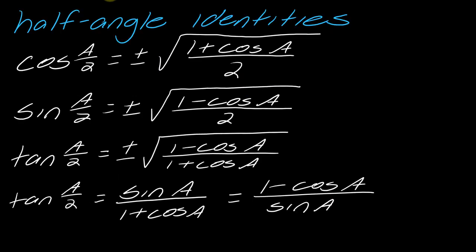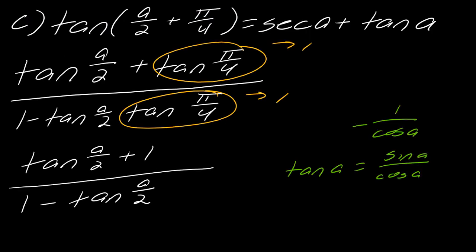So if I look at my identities, I see that I can do sine of A over 1 plus cosine of A, or 1 minus cosine of A over sine of A. So this particular identity has cosine in the denominator. So I'm going to choose this identity next to play around with, okay? So let's see if that gets me anything. And again, I know I need a cosine in the denominator, so I'm letting that drive things.